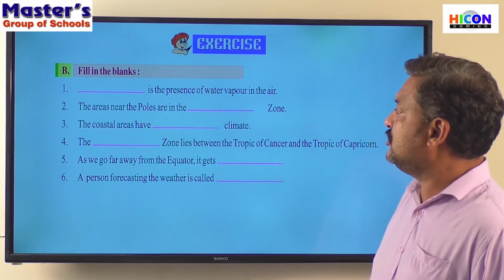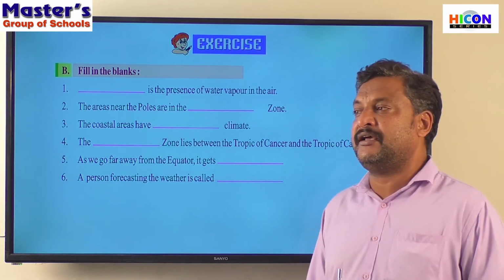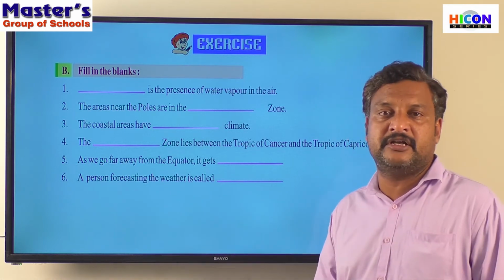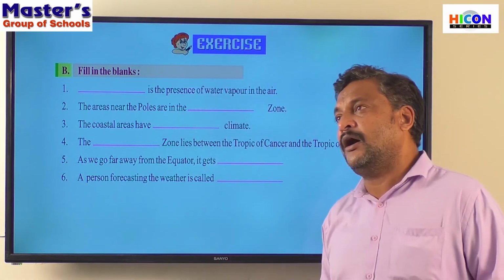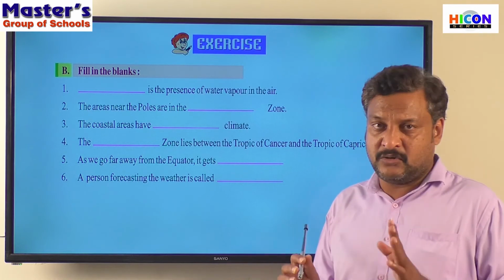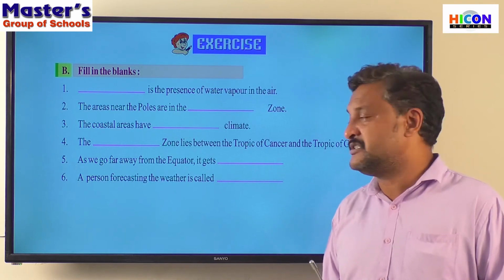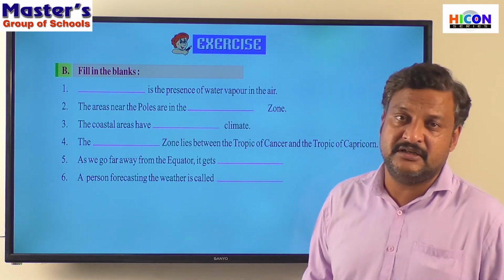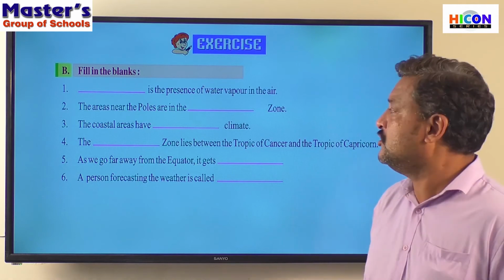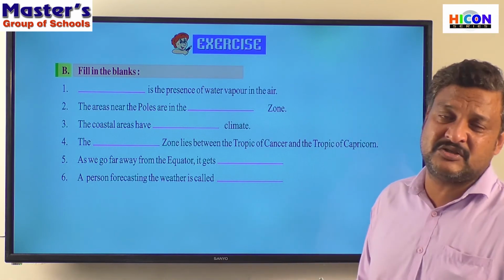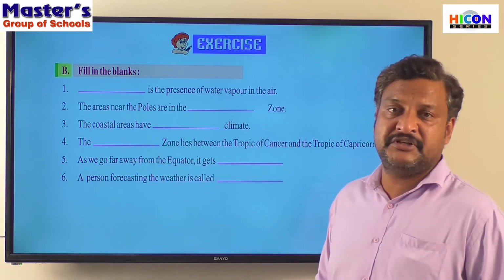The areas near to the poles are in the dash zone. So we know around the equator it's very hot, and as we go farther from the equator it gets cooler, and the coolest regions are the polar regions. So Arctic region and the Antarctic region are the coolest places on Earth. And what do we call that zone? It's known as a frigid zone, isn't it? So the zone that is of extreme cold temperature is called a frigid zone. So the areas near the poles are in the frigid zone.